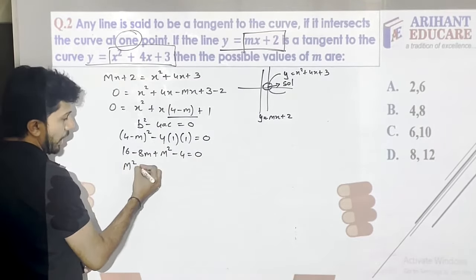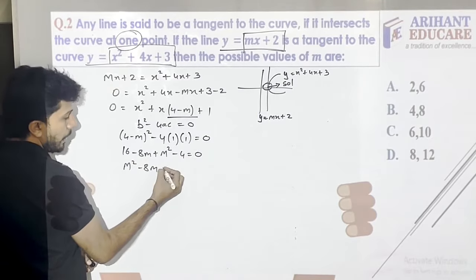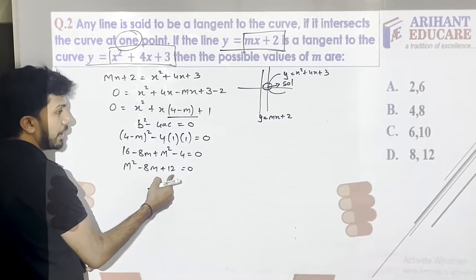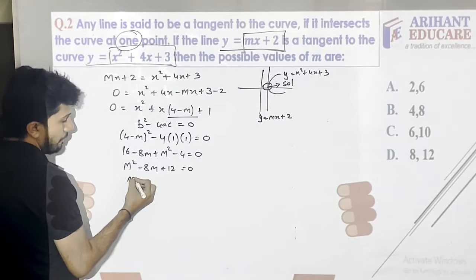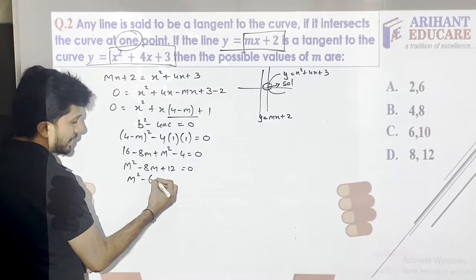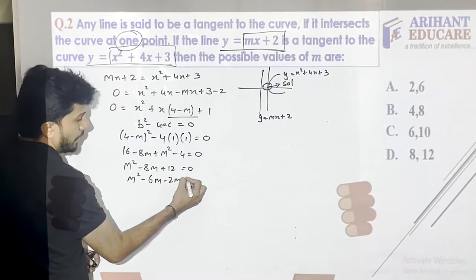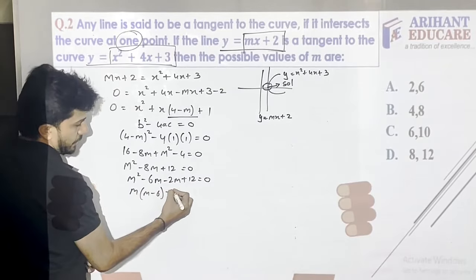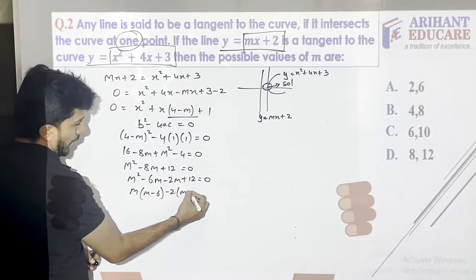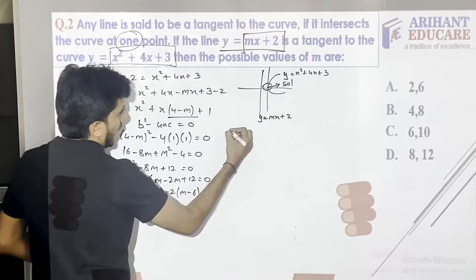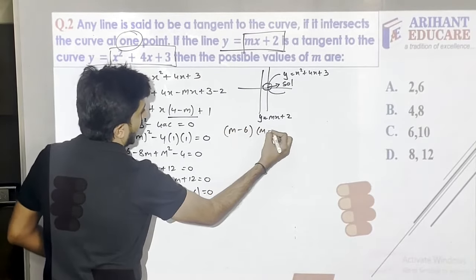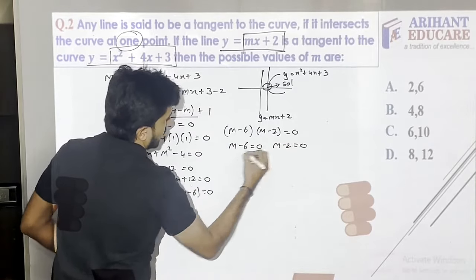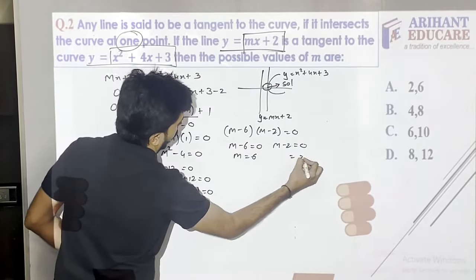Now I have m square minus 8m plus 12 is 0. What can be the possible roots? Addition should be minus 8 and multiplication should be 12. So m square minus, you guessed it correct, 6m minus 2m plus 12 is 0. M is common. M minus 6, minus 2 common. So we have m minus 6 into m minus 2 is 0. M minus 6 is 0, m minus 2 is 0. My values can be 6 or 2.